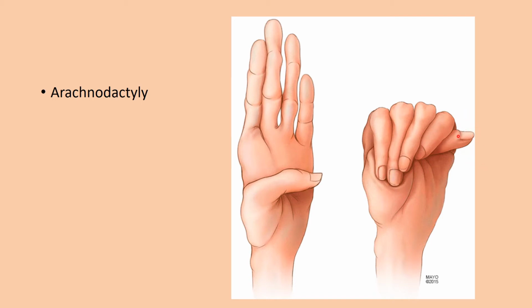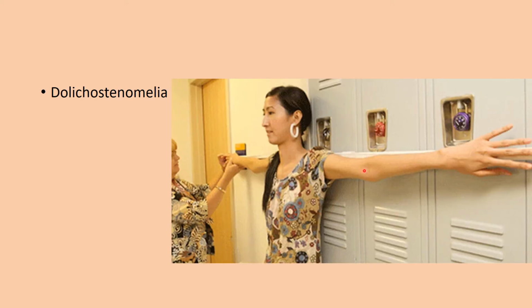Other than that, there is something called dolichostelomelia. As seen in the picture, dolichostelomelia is a feature where the trunk is smaller than your limbs. So your limbs are extremely longer than your trunk, thus giving a disproportionate body appearance.